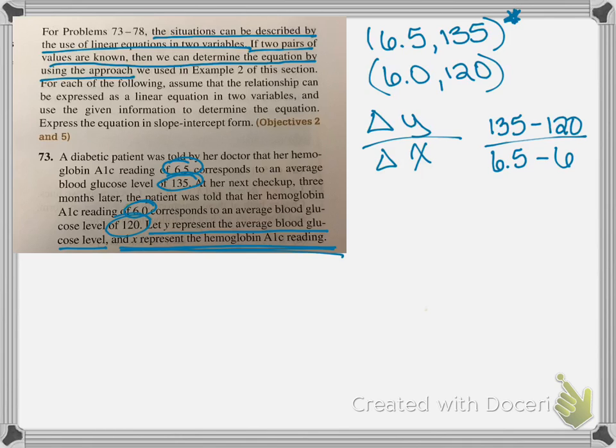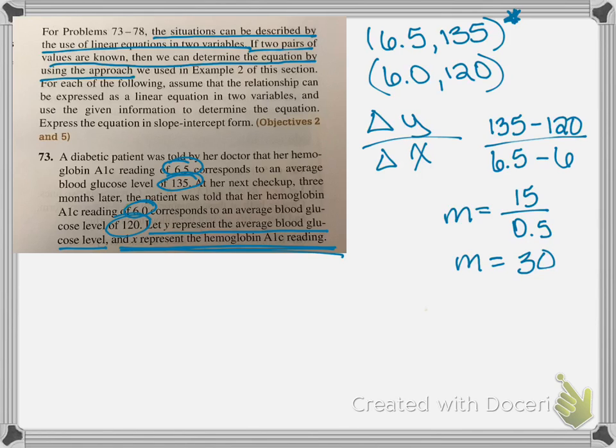Okay? So I get 15 over what? 0.5. Okay, do that division. When we are doing real life situations, sometimes it turns out to be a decimal. It doesn't in this situation, but sometimes it does. What is 15 divided by 0.5? 30. Okay, it's 30.